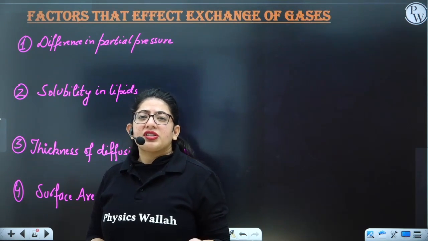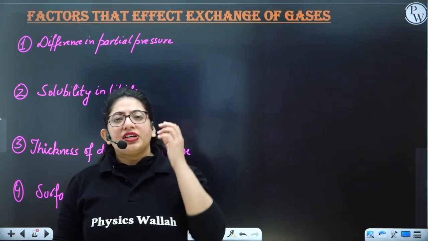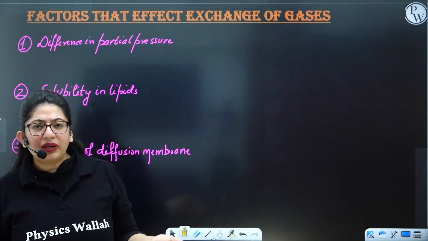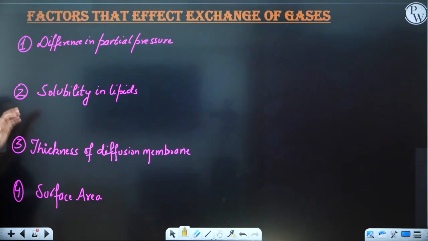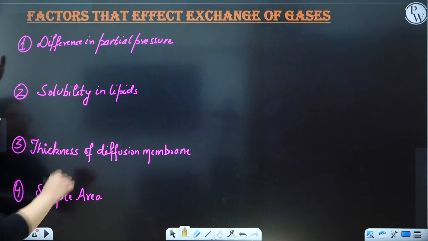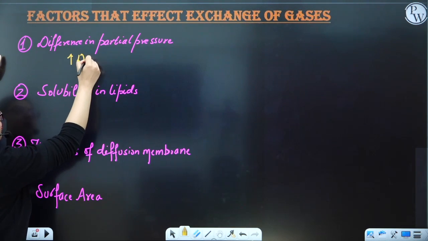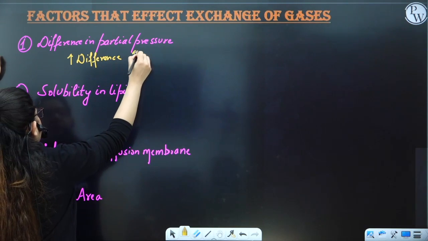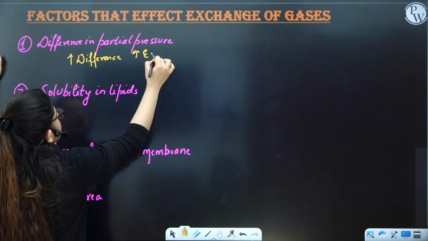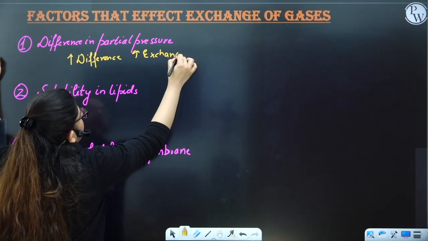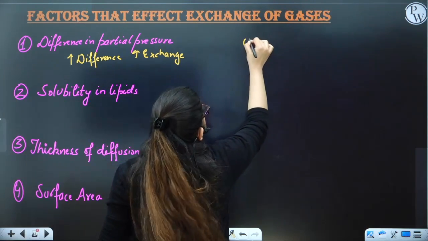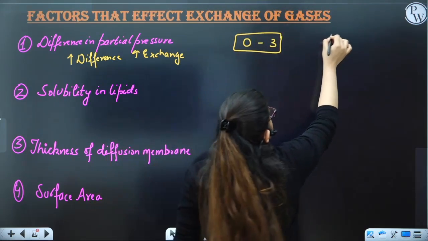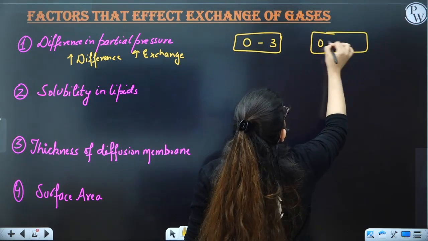If they change, the partial pressure will change, and the exchange will not take place, or the exchange of gases will be more. So these are certain factors. First is the difference in the partial pressure. The more the difference, the more the exchange. For example, there is a change of 0 to -3 in one condition, and in another there is a change of 0 to -6.